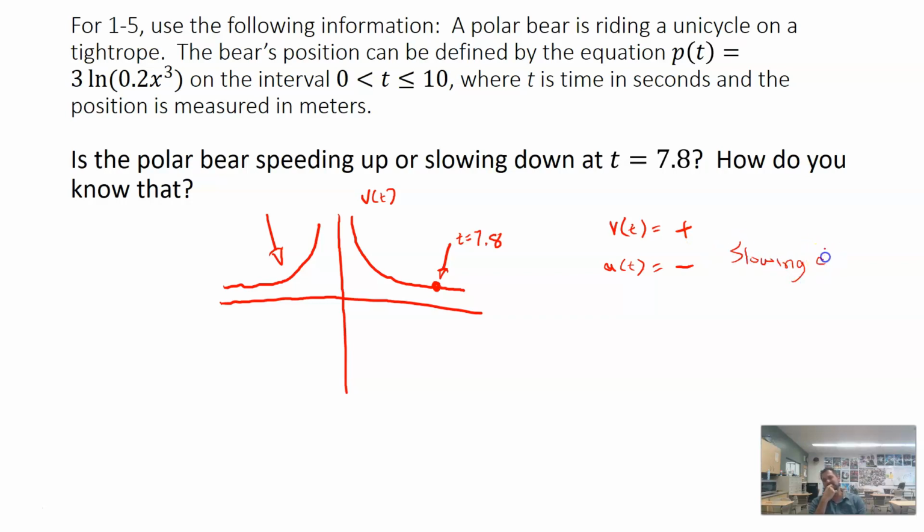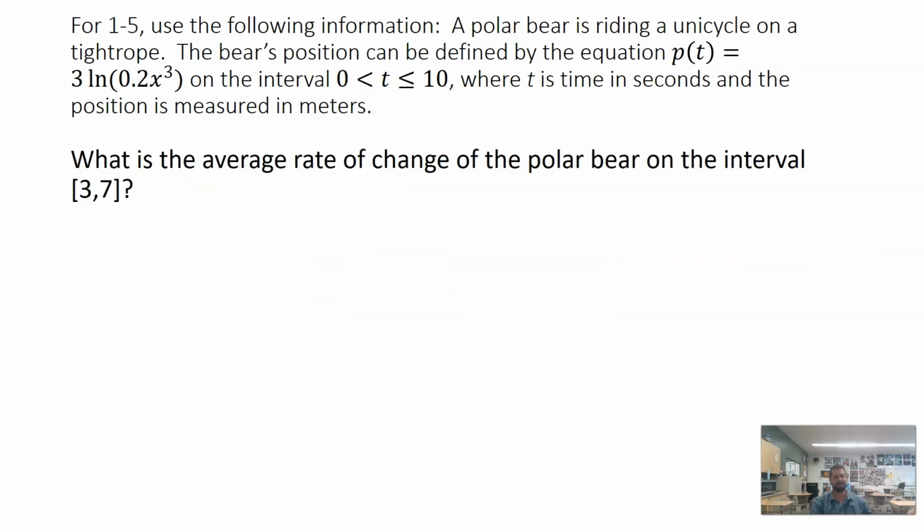An easier way that we could do that, if we're just looking at the graph, is we could say, all right, this graph is moving towards the x-axis at time equals 7.8, which also means it is slowing down. So either way, you want to look at that. That is how you tell whether it's speeding up or slowing down, and that way will work just fine.